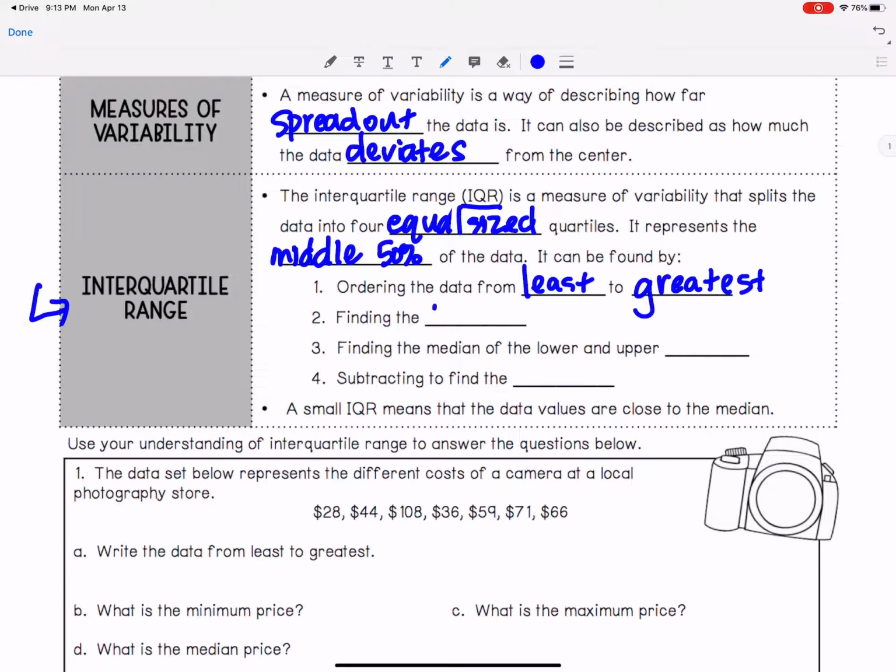The second one is find the median, and we did that on our last assignment. And then the third one, and by the way, median, what word does that mean again? Man, I miss having you guys in class because then you could answer these for me. Median means middle. Find that middle number. And then number 3, find the median of the lower and upper quartile. And this is the brand new thing that we'll be practicing today. We'll do an example problem below. And then the last thing, in order to find the interquartile range, you have to subtract 2 numbers. Subtract your higher number and your lower number to find the interquartile range. A small interquartile range means that the data values are close to the median.